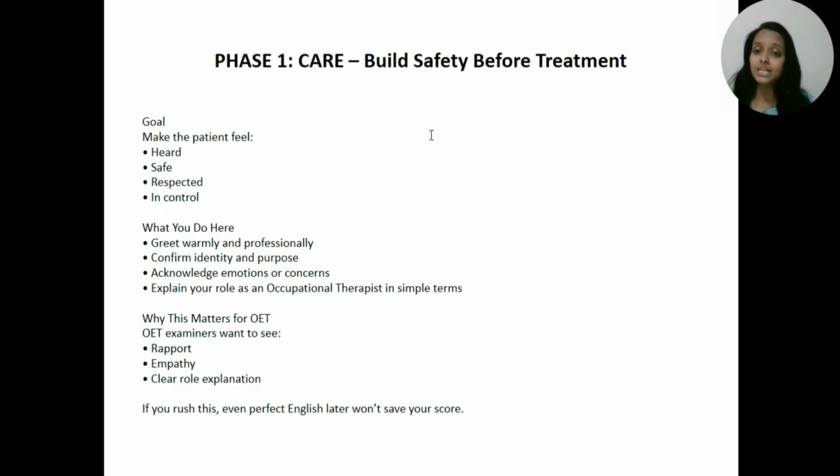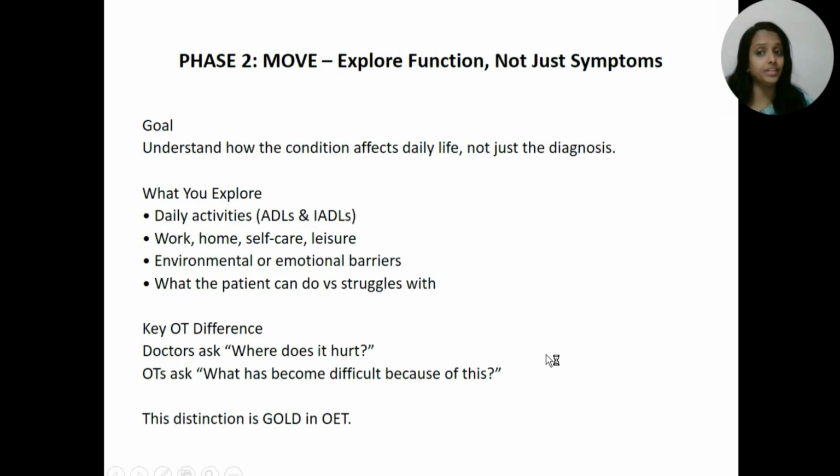Why this matters for OET is that OET examiners want to see the rapport and the empathy that you give, and also the clear role explanation. If you rush this, even perfect English later won't save your score. Got it? Let's move on to phase two.